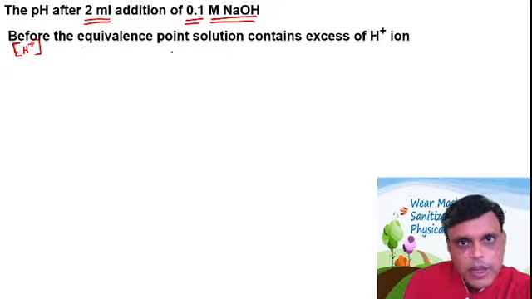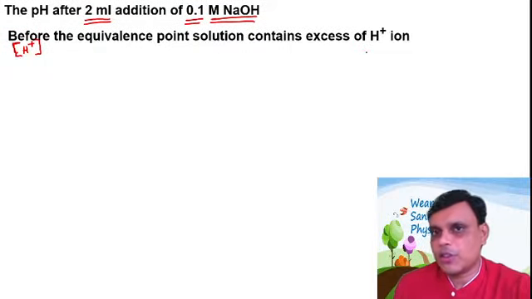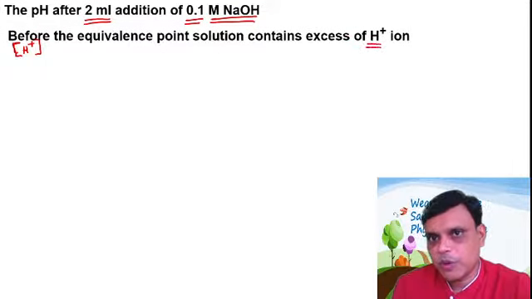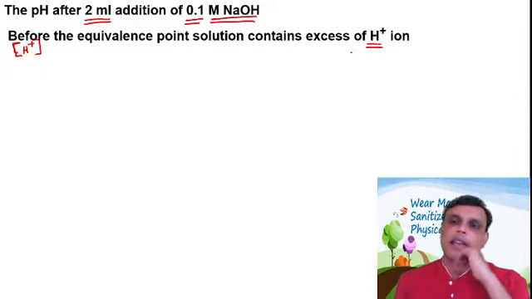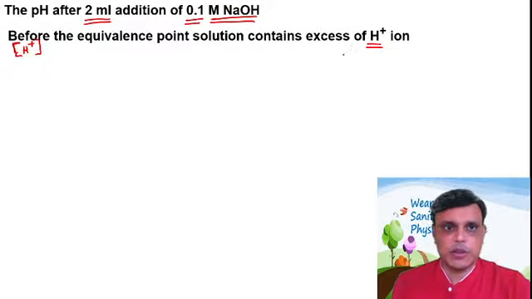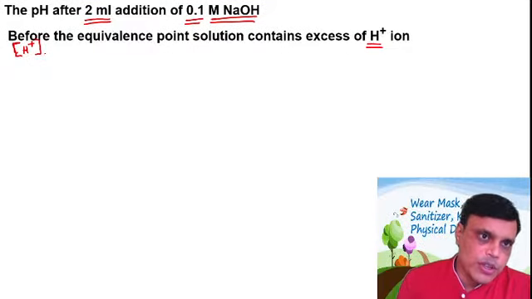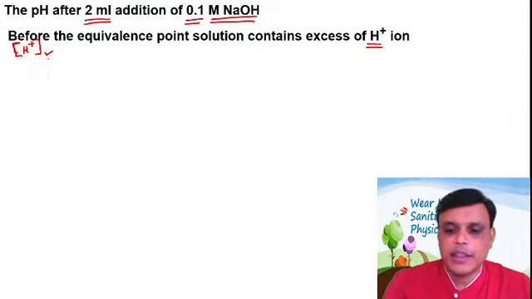Before the equivalence point, the solution contains an excess of H plus ions. Before the equivalence point, what will happen? Only H plus ions will be present in the solution, in excess. So you have to calculate the concentration of H plus ions. Okay, so how will you calculate?